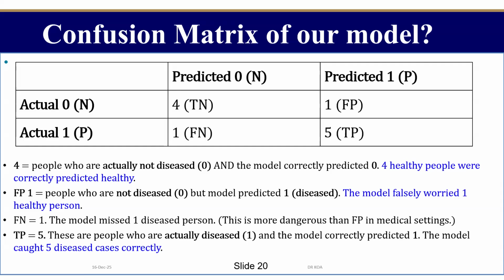The person was diseased, but the model predicted... Did the model say the person was diseased? No, the model predicted the person wasn't diseased. So the person was diseased, and the model said that the person was not diseased.